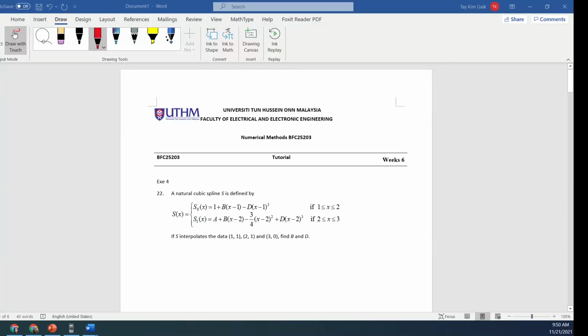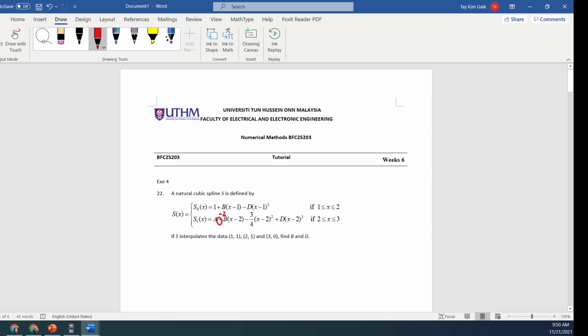Morning. Today we are going to solve the exercise for question 22 for the subject numerical methods. There is a mistake in the original question: the b here should be negative 2b. The natural cubic spline is defined by S0 and S1. If S interpolates the data (1, 1), (2, 1), and (3, 0), find B and D, where S0 is defined from 1 to 2 and S1 from 2 to 3.